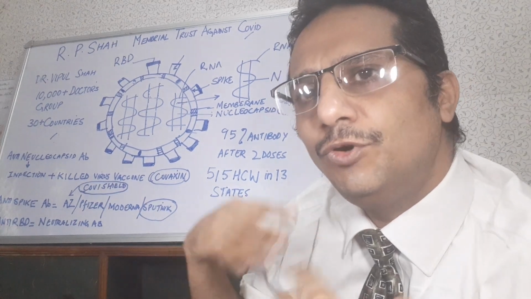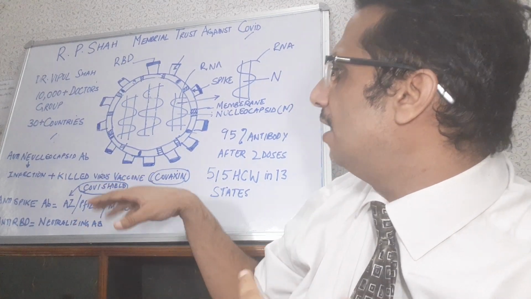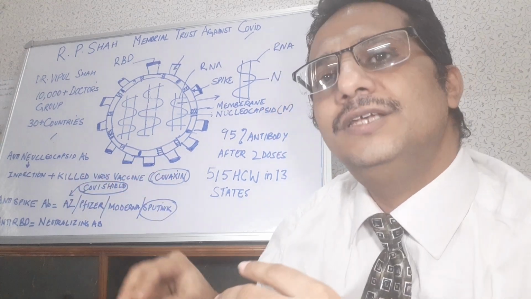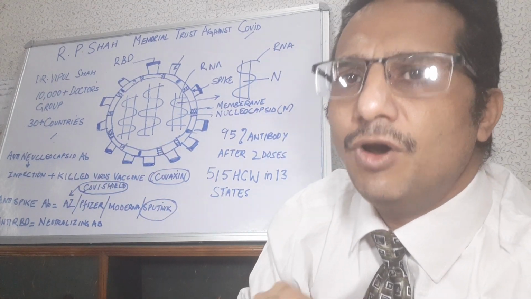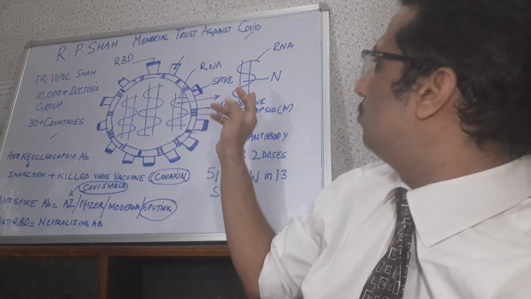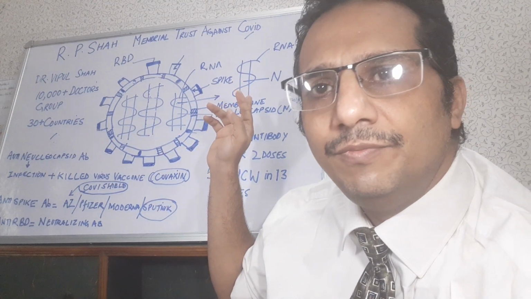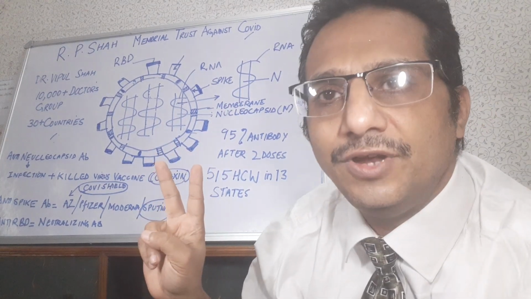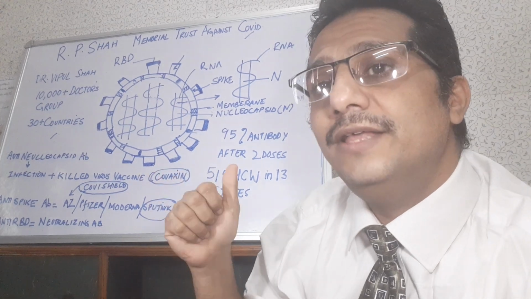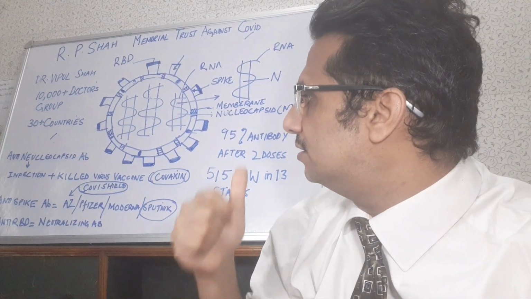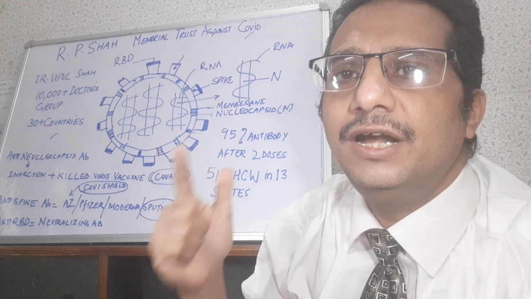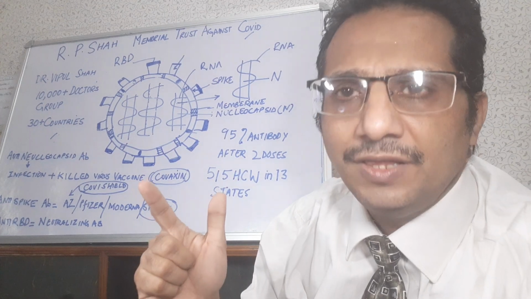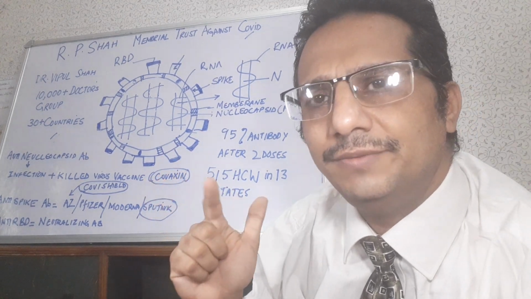Now if these killed virus vaccines are injected into the body, the body makes antibodies against the nucleocapsid protein as well. So there are only two ways that you can find these nucleocapsid antibodies. Either it's an infection, or two, if there is a killed virus vaccine that is used. In India, the killed virus vaccine available is Covaxin. There are a couple of Chinese killed virus vaccines as well.